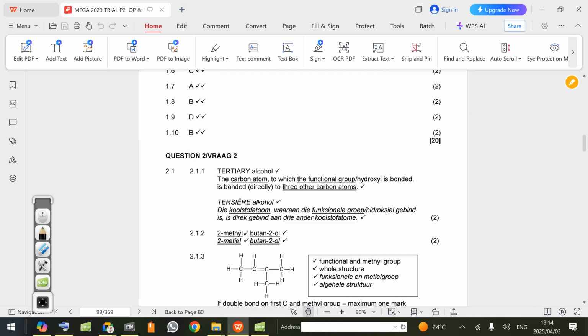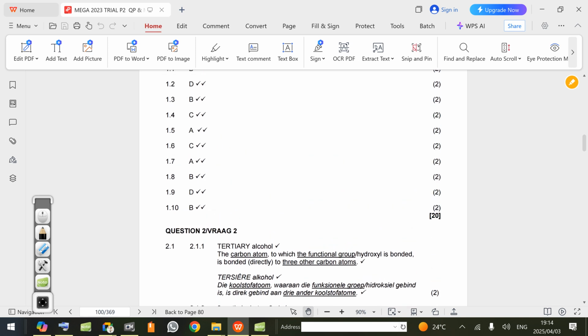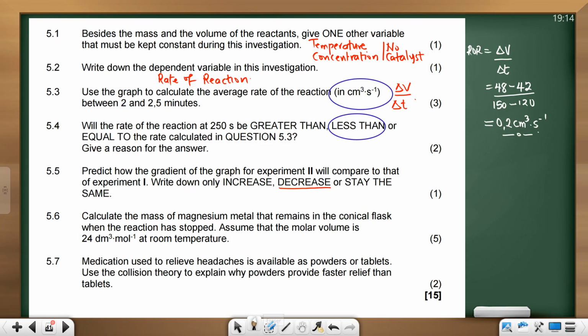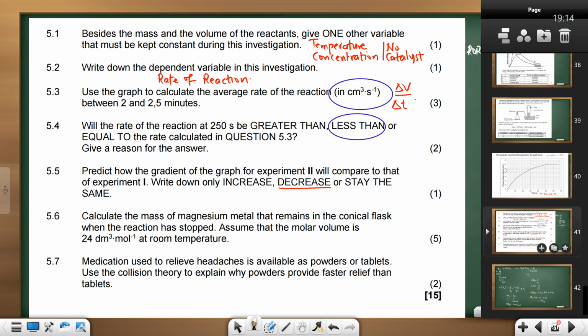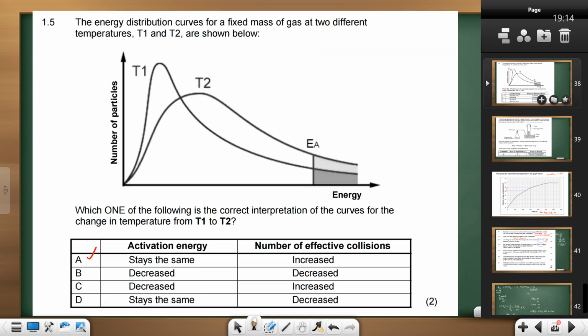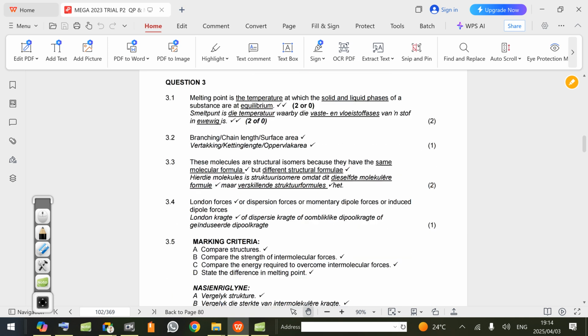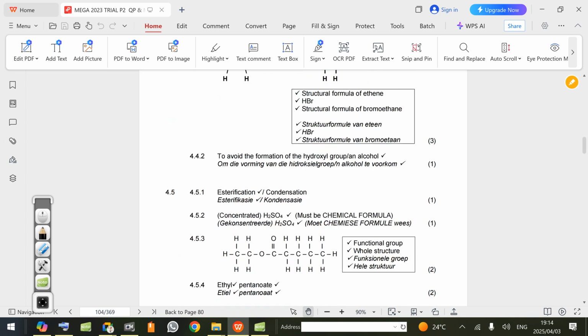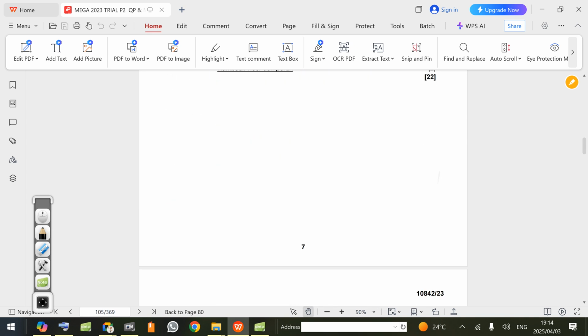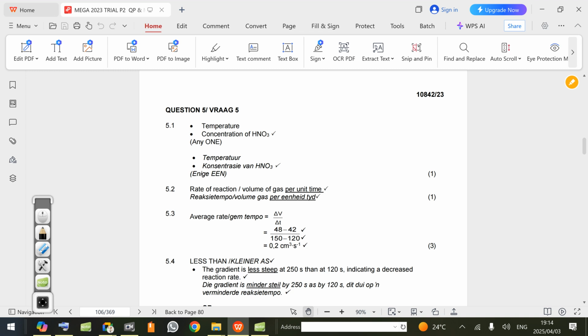Wait, let's answer. What was our multiple choice? It was 1.4. Was it C? There are too many C's in this 1.4, which I don't like. No, this was 1.5. Our 1.5 is A. A, correct. Okay. And we're dealing with question number 5, I think. Yeah, it's question 5. Check if you remember some of these answers. Temperature, concentration, which one is kept constant, right? 5.2, we said rate of reaction. They were asking for dependent variable.